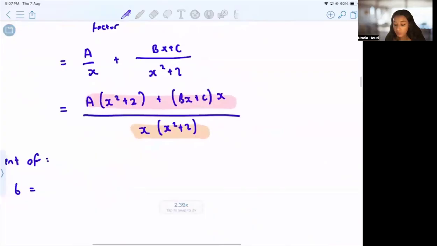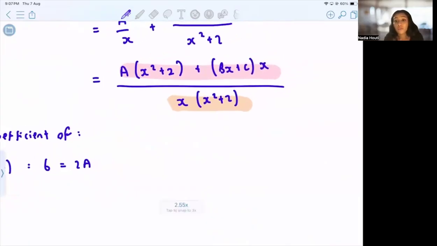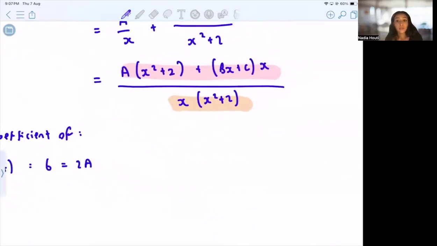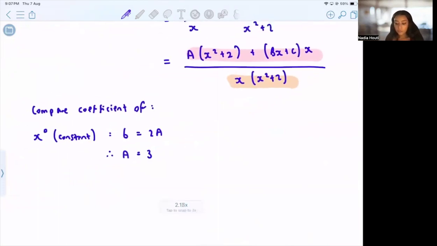So where is the constant term here? Again, just focus on the numerators. A times x squared will give us ax squared, which is an x squared term. A times 2 will give us 2a. There's no x, so that is a constant term. And there's no other constant term present in the numerator. All of them will give us either x squared or x terms. So now we can solve for a. A must be equal to 3. So we've already solved for a.